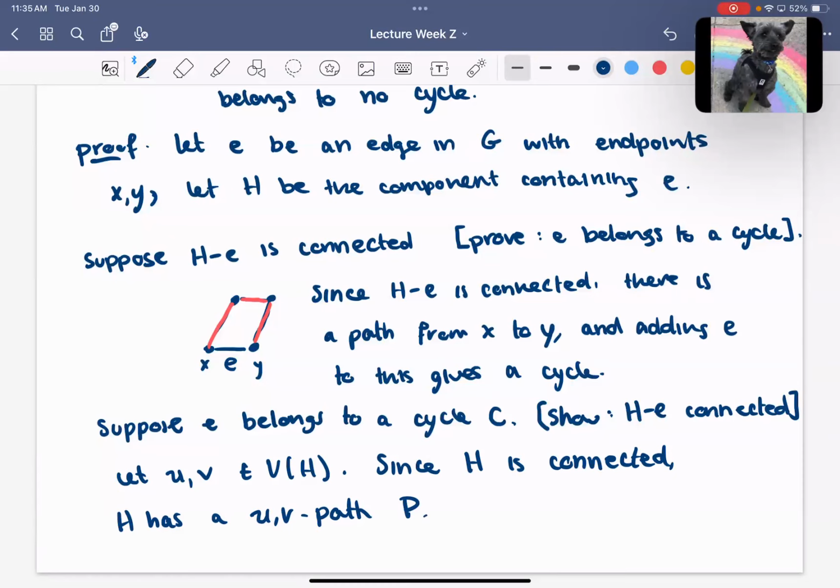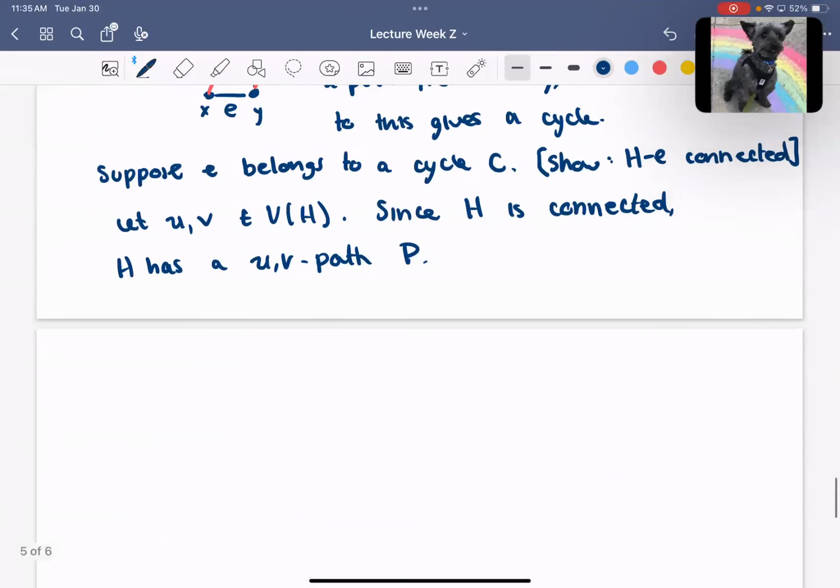Okay, so maybe I should draw a picture just to keep everything straight. So let's say this is U, this is V, X, Y. This is our edge E. E is contained in a cycle called C. And then we also have a path from U to V. Okay, so this is kind of the setup.